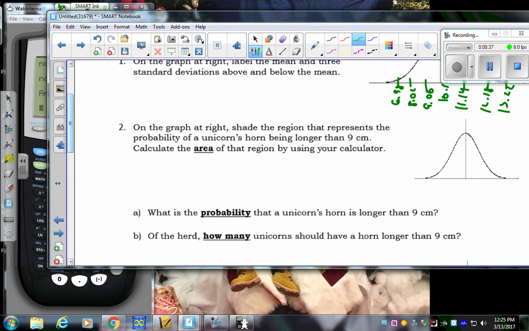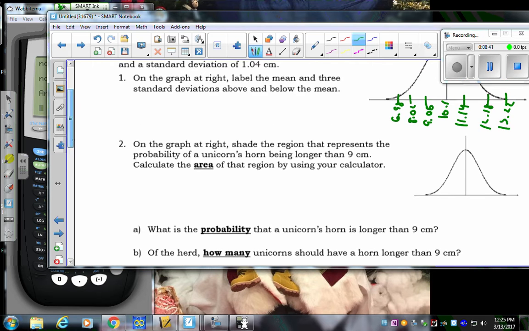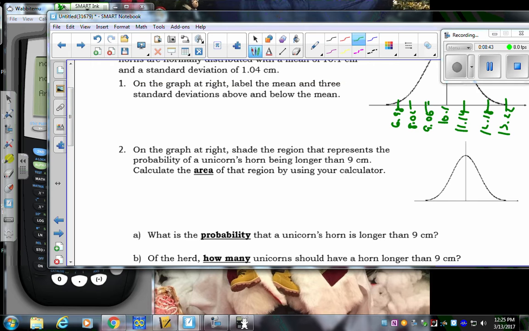So shade the region that represents a probability of a unicorn's horn being longer than 9 centimeters. So that's just a little bit above 1 standard deviation below. If here's my 1 standard deviation below, well, that's not a good picture, but you get the idea. It's there. So it's going to be more than half. Calculate the area. I'm saying, hey, find me the probability. That's what I mean by area. It's the same thing. It's giving me it in decimal form.